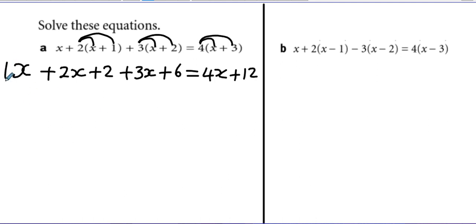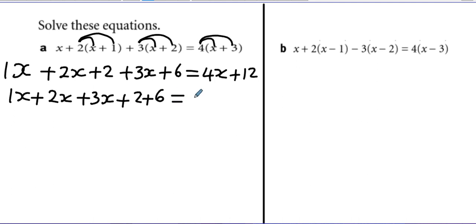Alright, so let us collect like terms. 1x plus 2x plus 3x, then plus 2 plus 6. On the right hand side will remain the same, 4x plus 12.